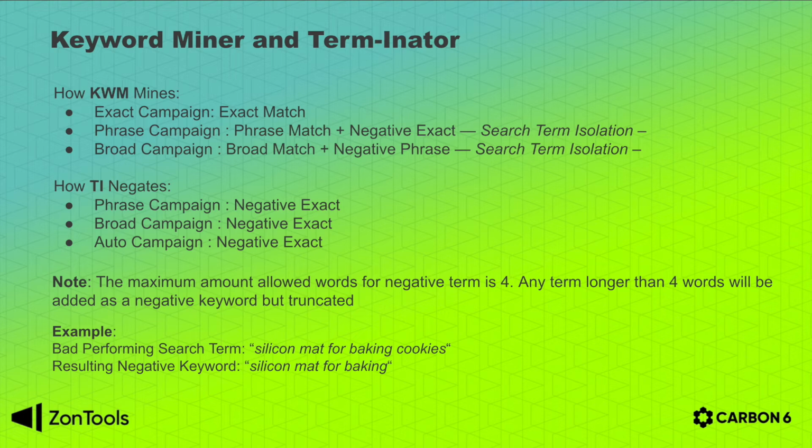Take note that the maximum set of allowed words for a negative term is up to 4 only. Any term longer than 4 words will be added as a negative keyword but truncated. For example, the bad performing search term is silicon matte for baking cookies. This search term is longer than 4. The system will negate it as silicon matte for baking.